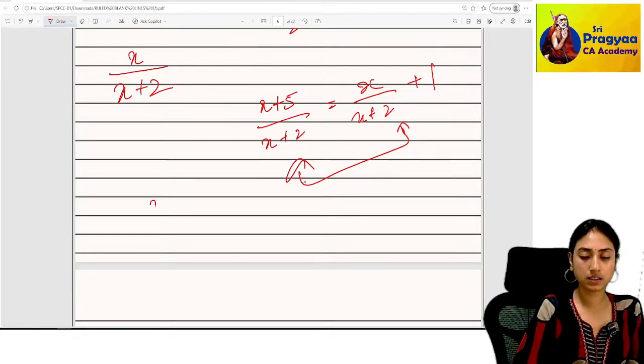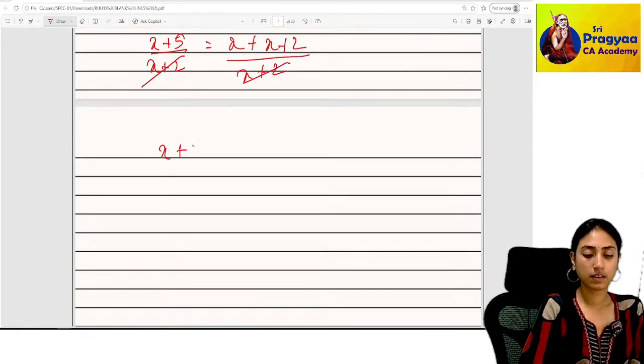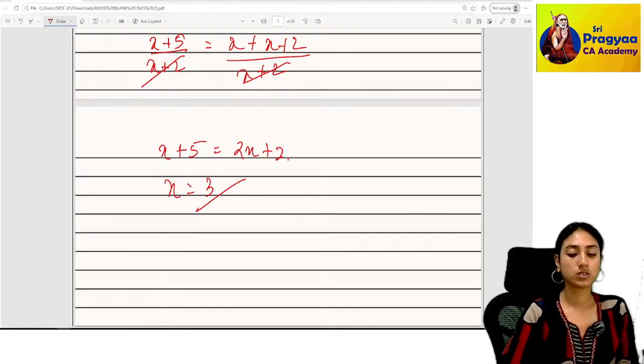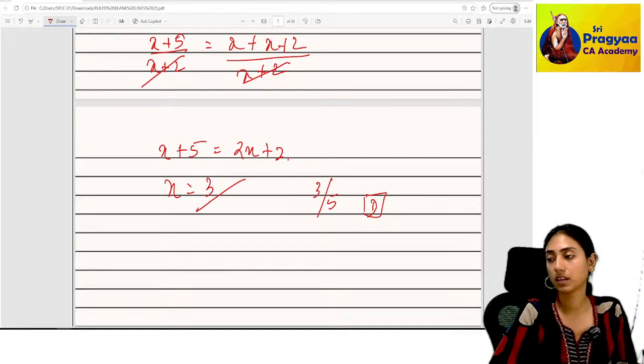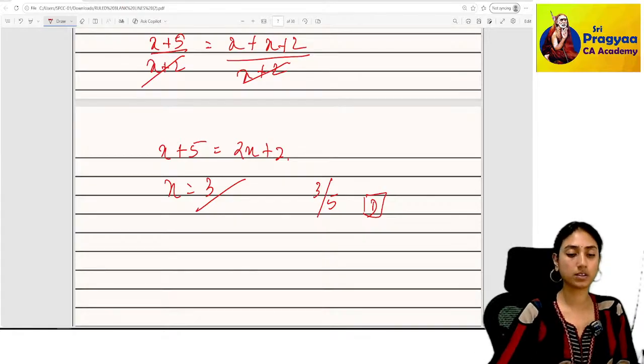So the next step is x plus 5 divided by x plus 2 is equal to x plus 2 divided by x plus 2, taking the LCM. These will get cancelled out. I will be remaining with x plus 5 is equal to 2x plus 2. So x is equal to 3. So your fraction is 3 by 5, which is option D. This is the 8th problem. I hope you're clear on this.